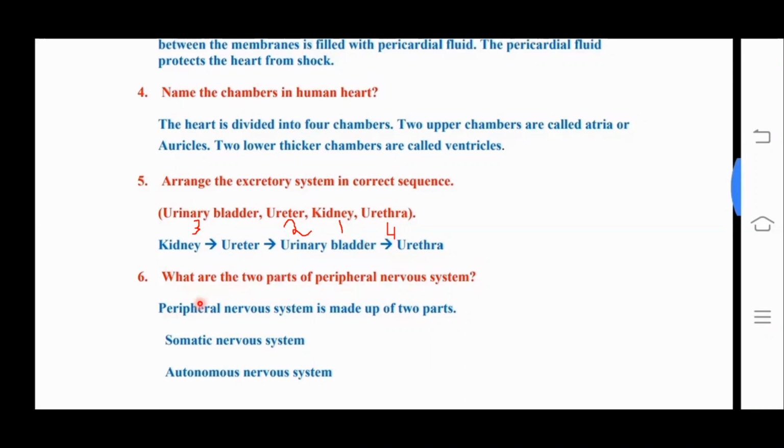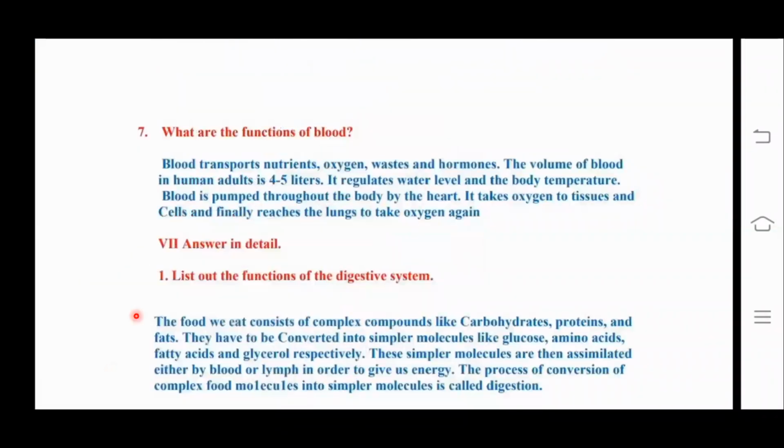What are the 2 parts of the peripheral nervous system? This system is made up of 2 parts. What are they? The somatic nervous system and the autonomic nervous system. This is the 7th one.